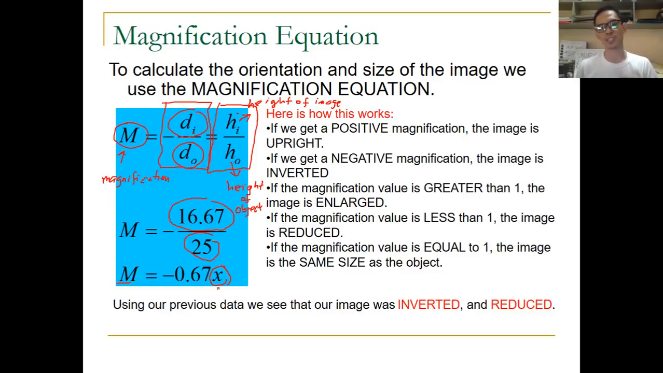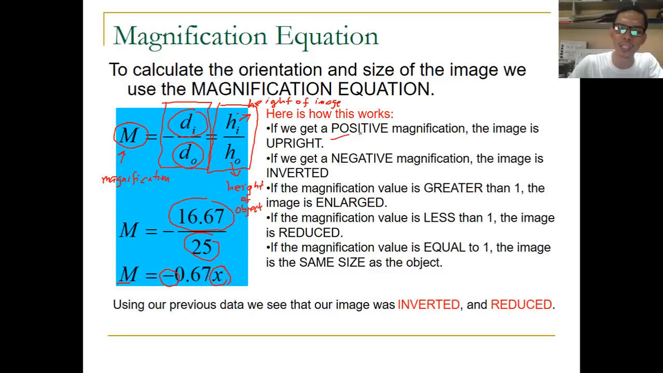This is like 3 times as large, or 0.67 as small as the image. That is what the X represents in this particular answer. And don't forget the negative sign. So what does it mean? This is how the equation works.